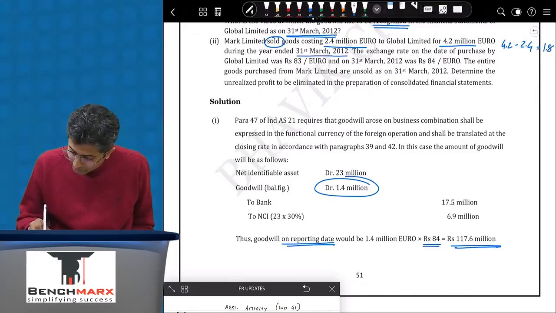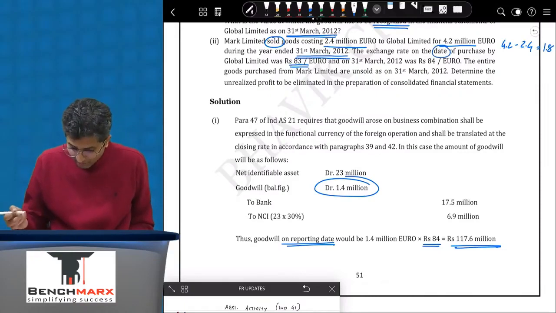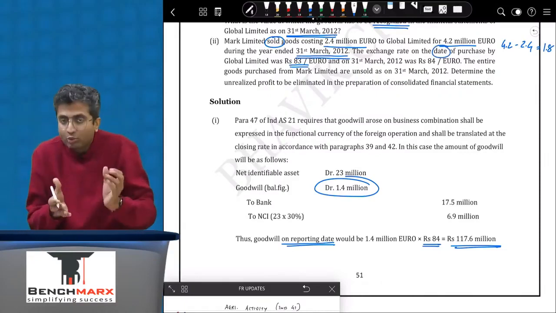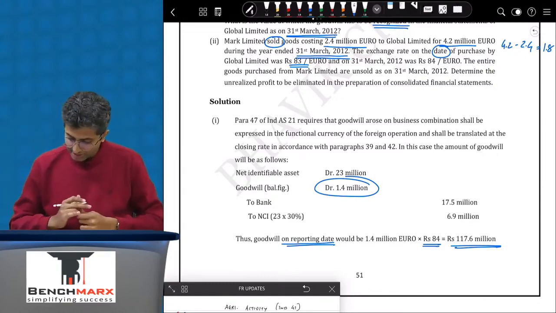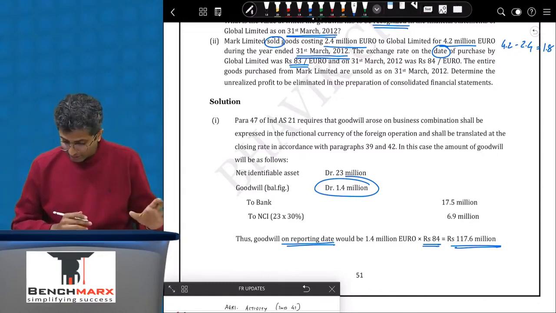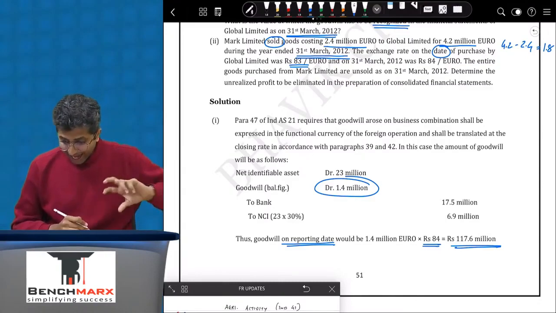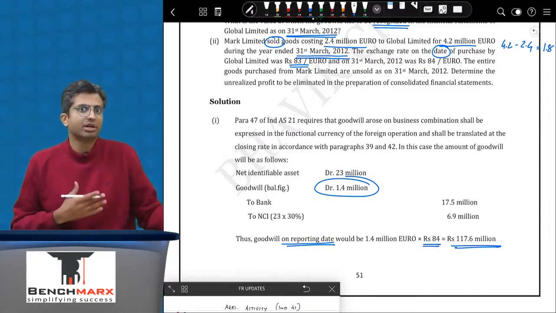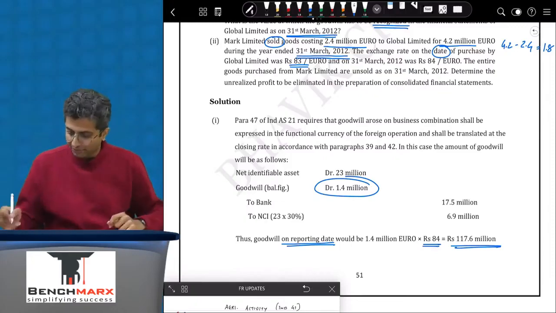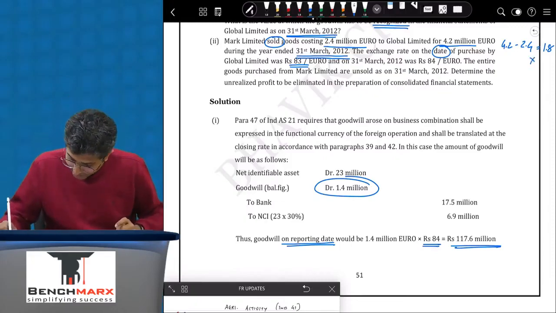During the year ended 31st March 2012, the exchange rate on the date of purchase by Global, that is the date of sale by Mark, was 83 per euro. So the profit you are trying to eliminate is the unrealized profit. The profit would be recognized at 1.8 million in the books of Mark, and because the profits are converted at the average rate or at the rate as on the date of transaction, what you eliminate will also be at 83.